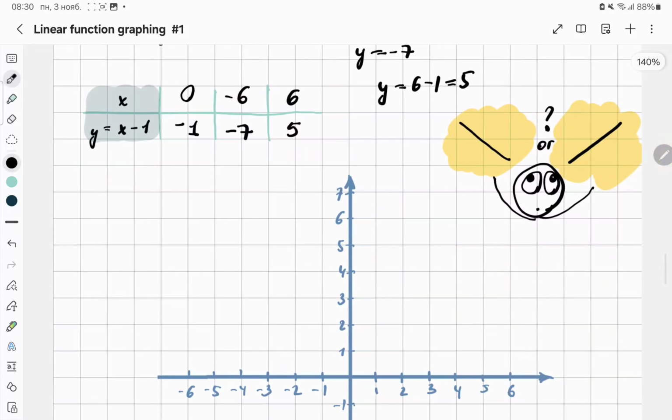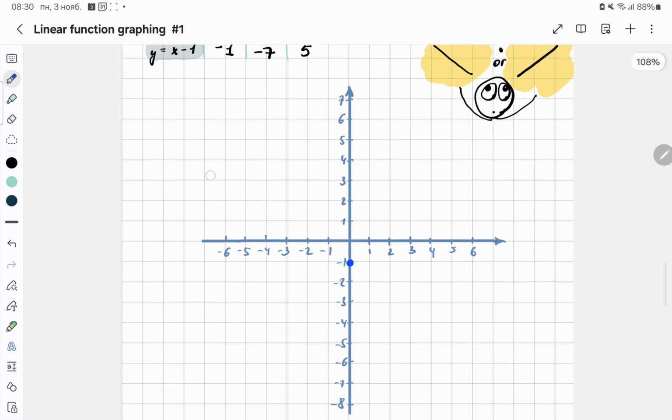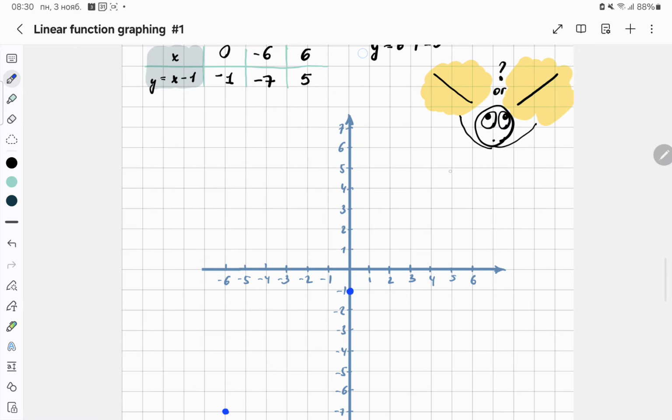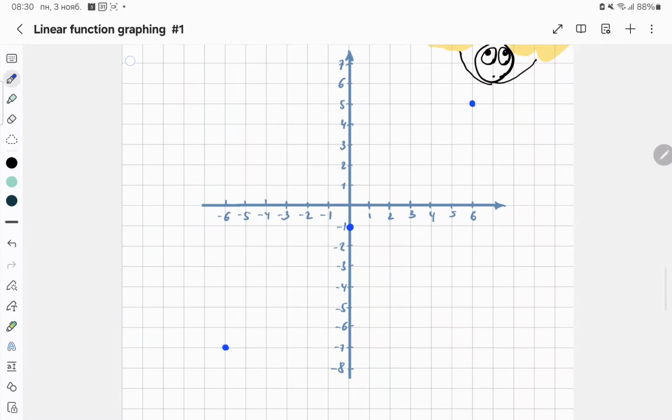Now let's place these points in our graph. So 0, -1, then -6 and -7, and 6 and 5. Now we're ready to connect all these 3 points. Make sure that we are again in the same interval from -6 to 6. Okay, now let's connect. I will use this one. Now we're connecting all these 3 points.